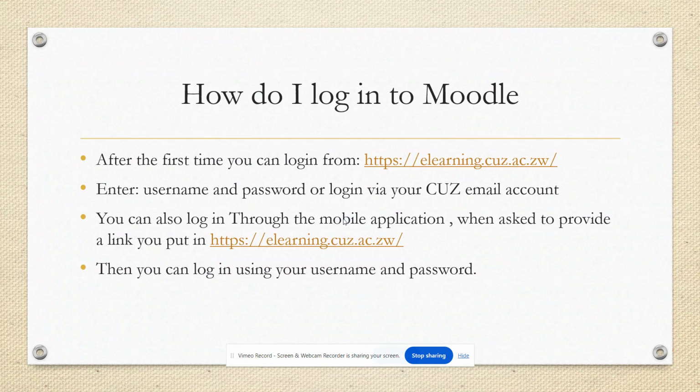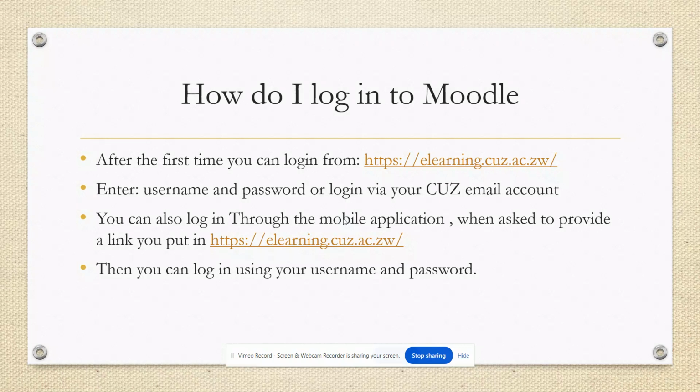So you go to elearning.cuz.ac.zw. That's where you access Moodle from the web. You enter your username and your password, or it also gives you an option to log in through Google, through your email. You just click where it's written log in through your email, and then you use your CUZ email. With all our services and platforms where you are required to put in an email, you just use your CUZ email.